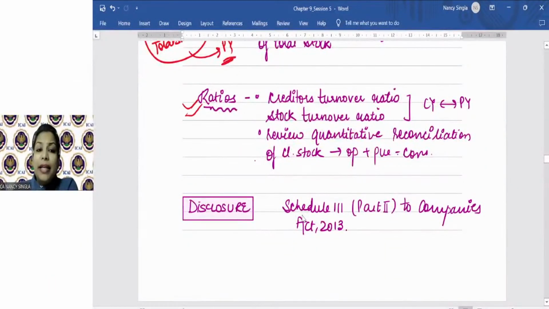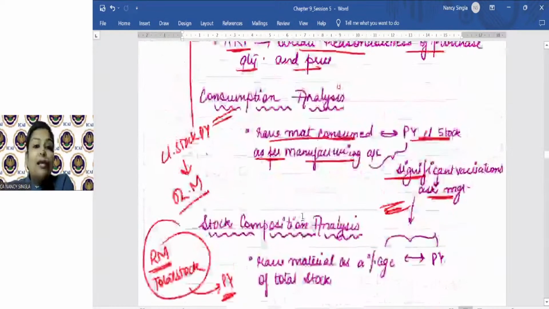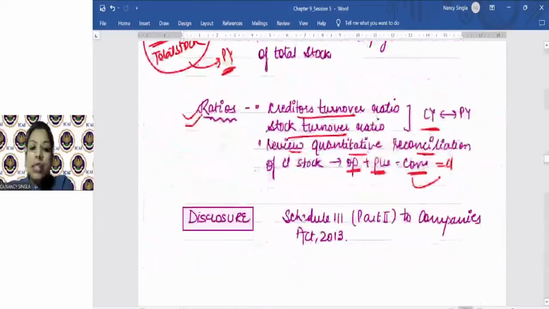रेशियोज लाइक क्रेडिटर्स टर्नओवर रेशियो, स्टॉक टर्नओवर रेशियो, कंपेयर इट विद द प्रीवियस ईयर. सिग्निफिकेंट डिफरेंस है मैनेजमेंट से डिस्कस करो. रिव्यू द क्वांटिटेटिव रिकंसिलिएशन की ओपनिंग प्लस परचेजेस माइनस द कंजम्पशन, दिस शुड बी इक्वल टू क्लोजिंग. कोई वेरिएंस है, कोई डिफरेंस है तो मैनेजमेंट से डिस्कस करो. सिंपल है. तो you may get a question कि what are the analytical review procedures with respect to reasonableness of purchase quantity and price. So consumption analysis, stock composition analysis, and ratio.